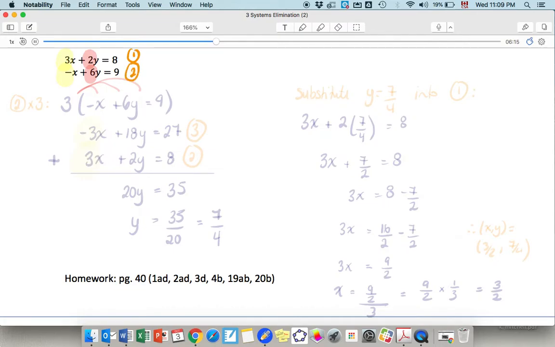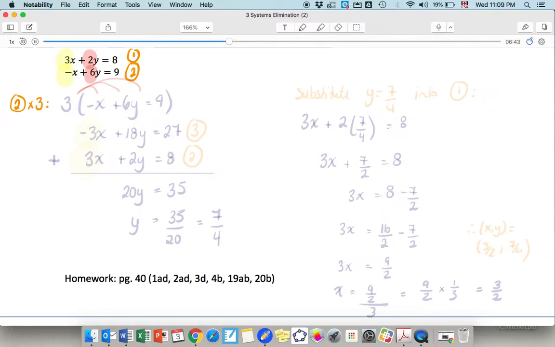So you have a couple options. I could, for example, take my first equation and multiply it by positive 3 to both have a 6y, or I could take my second equation and multiply it by 3 so that my x's are 3 and negative 3. Right? So it doesn't really matter which one you do. Let's take the second equation and multiply it by 3.